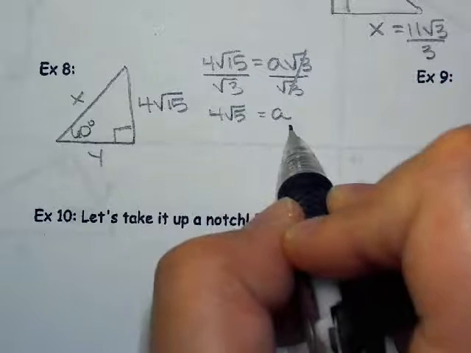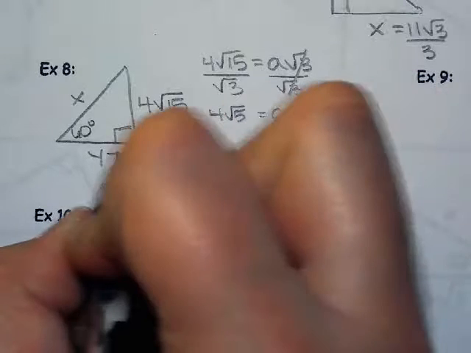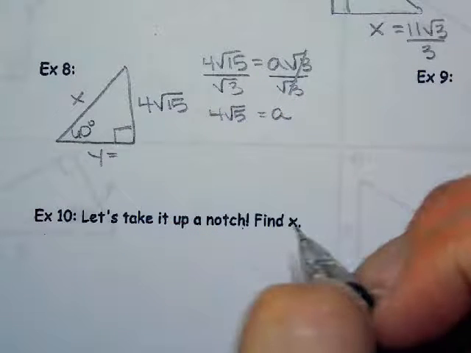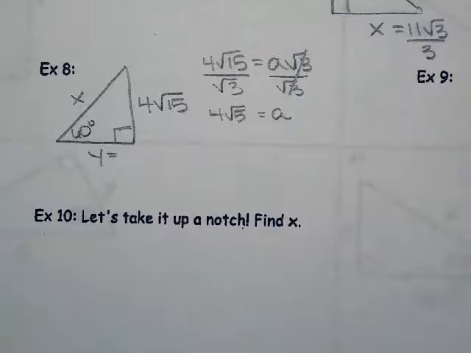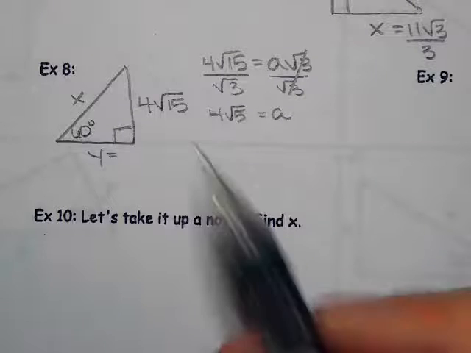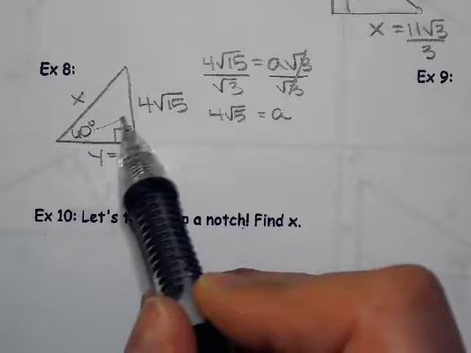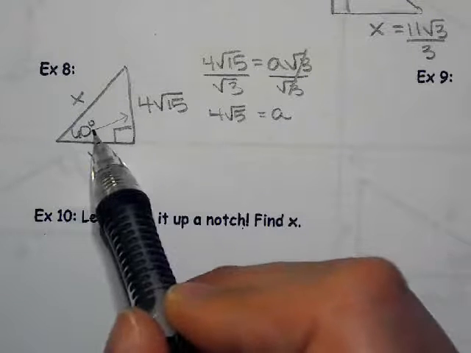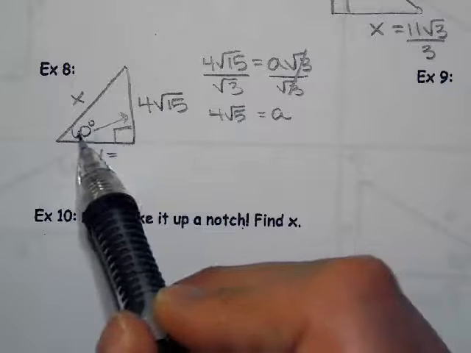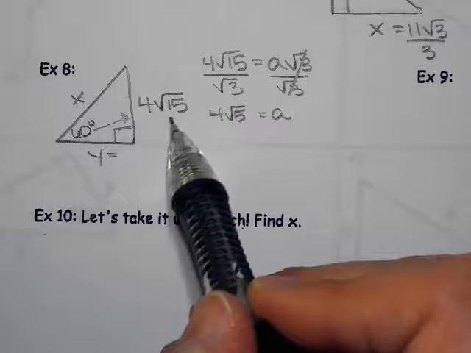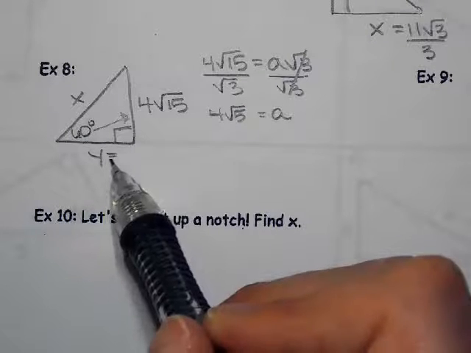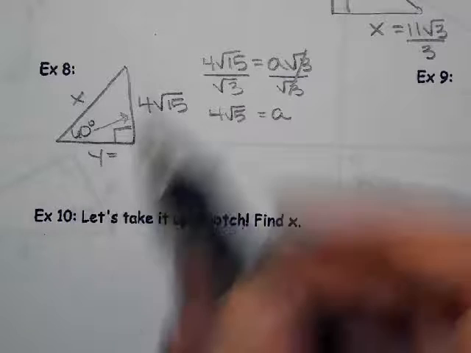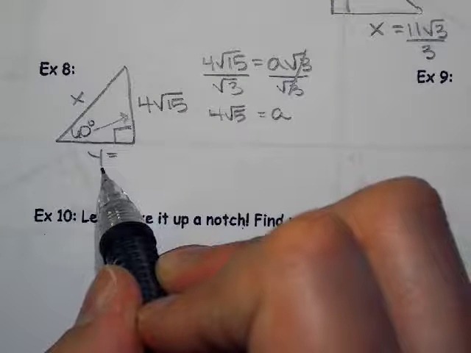Why? I thought 4 root 15 would be a. If you draw a little other triangle, 4 root 15 is across from 60. Oh wait, I thought you said it was across from 30. No, I drew it across from 60, so it's across from 60. So Y is across from what angle? So Y must be across from 30, and so Y is then a. Okay, so if Y is across from 30, then it's the a side, so this is 4 root 5.